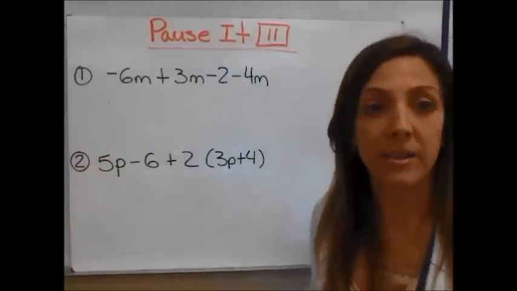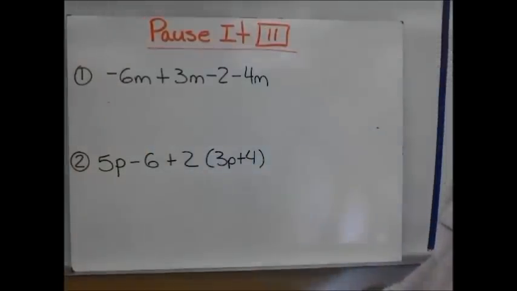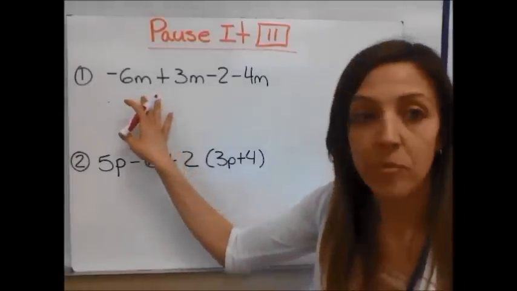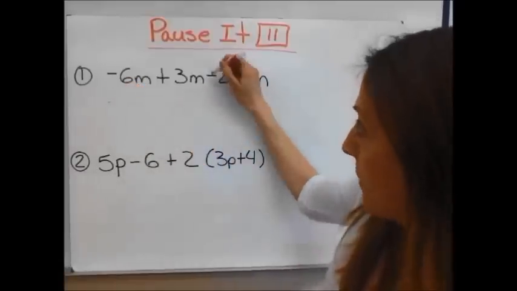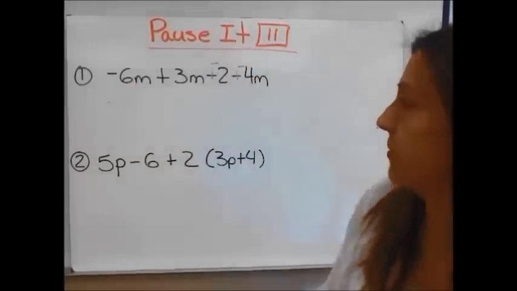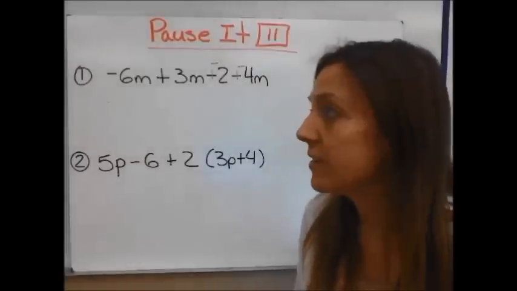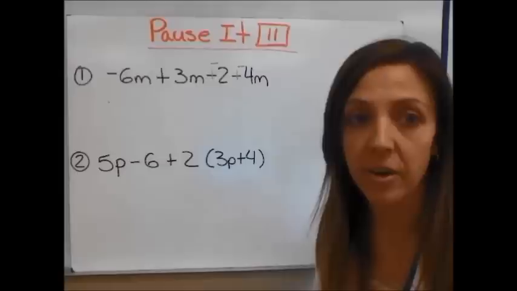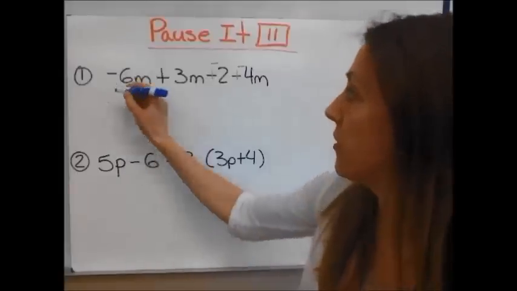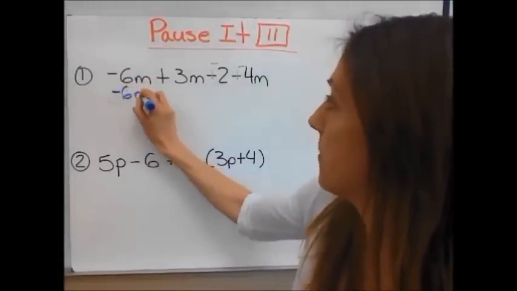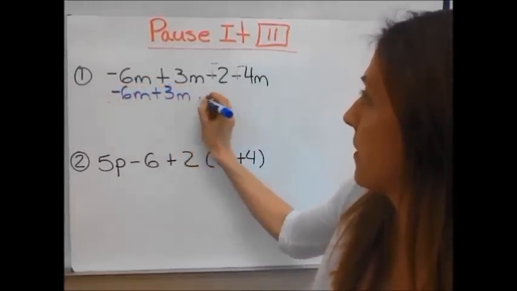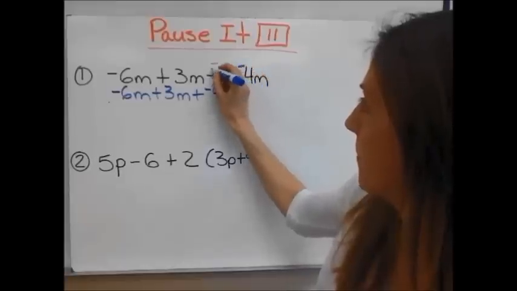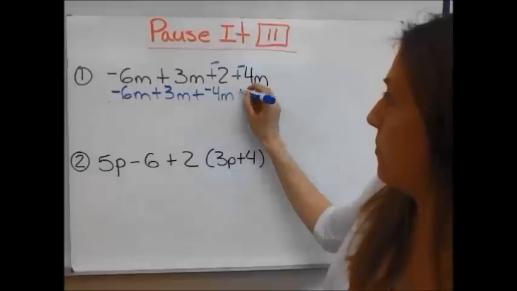All right, I want you to pause it, and try these two out. So first, we are going to write this as a sum. So I'm going to stay switch, stay switch. Okay, done. Second, I am going to group my like terms together. I'm going to make sure all the m's are together, anything with like variables are together. So negative 6m plus 3m plus a negative 4m and then plus negative 2.